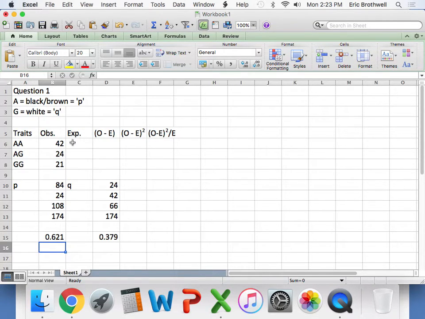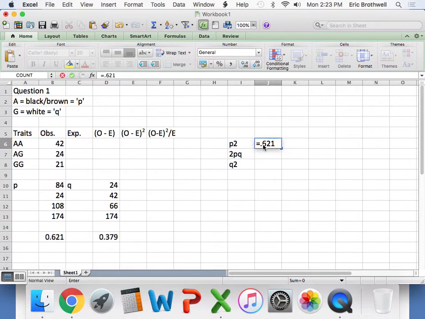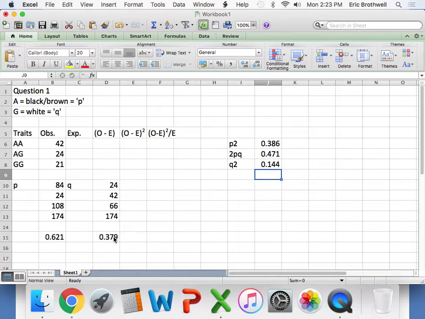To figure out my observed, AA is like saying P squared, AG is like saying 2PQ, and GG is like saying Q squared. So my P squared would be 0.621 squared. 2PQ is like saying P times Q times 2, 0.471. The Q squared would be this number squared. If I add those up, it adds up to 1.